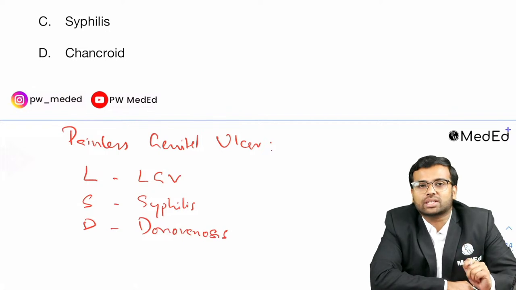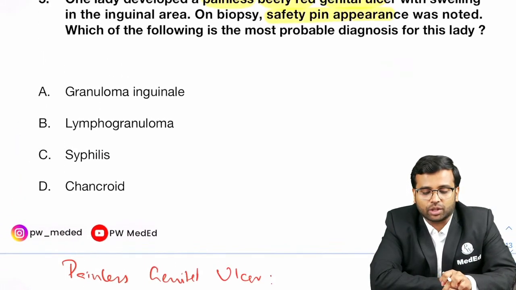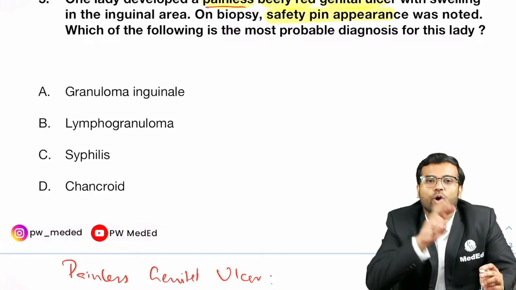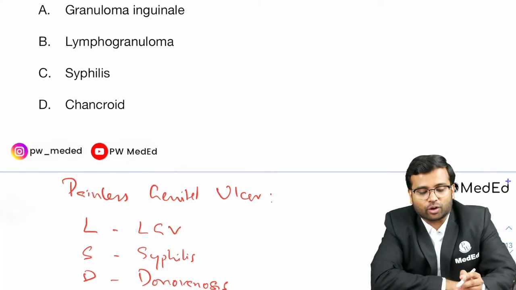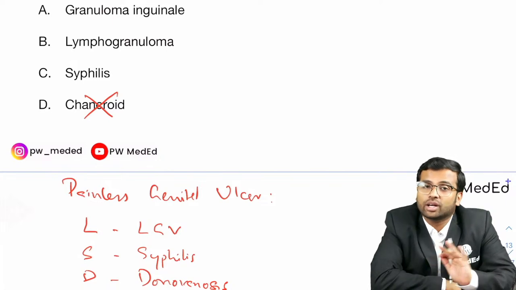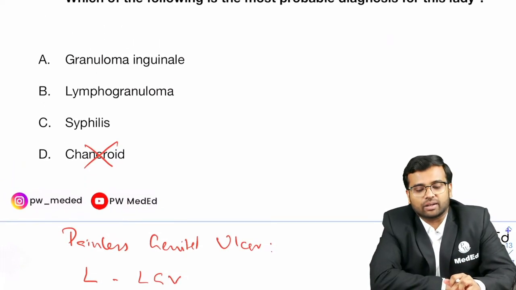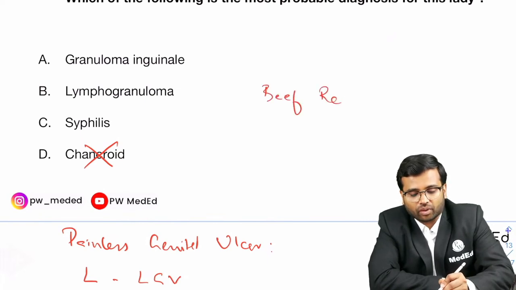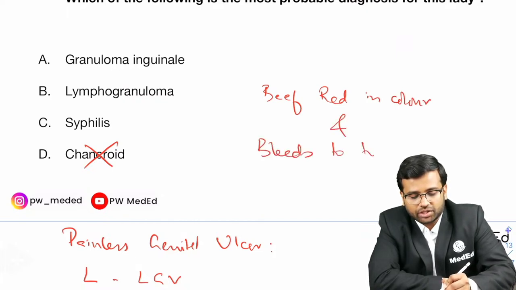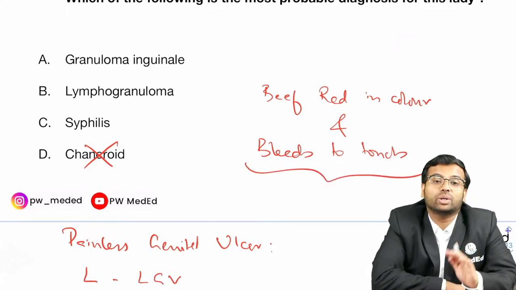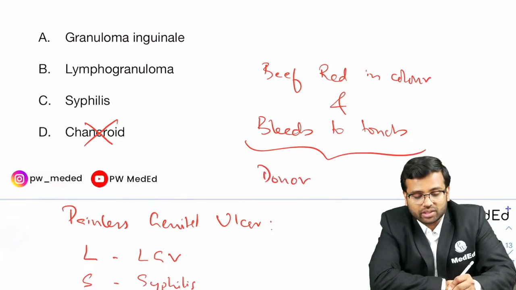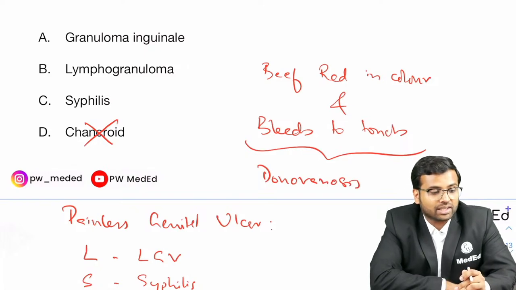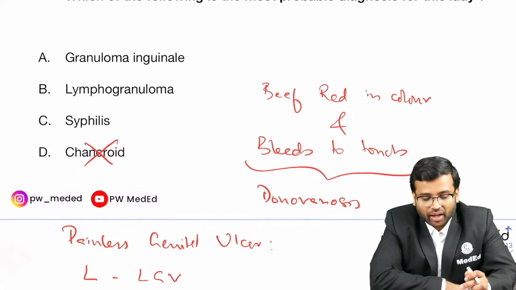Based on this mnemonic, coming back to this MCQ, this is a painless ulcer. So only three options: LGV, syphilis, donovanosis. Chancroid is already ruled out. Now, which ulcer is beefy red in color and bleeds to touch? This is the peculiar ulcer that you see in donovanosis, beefy red in color and bleeds to touch.